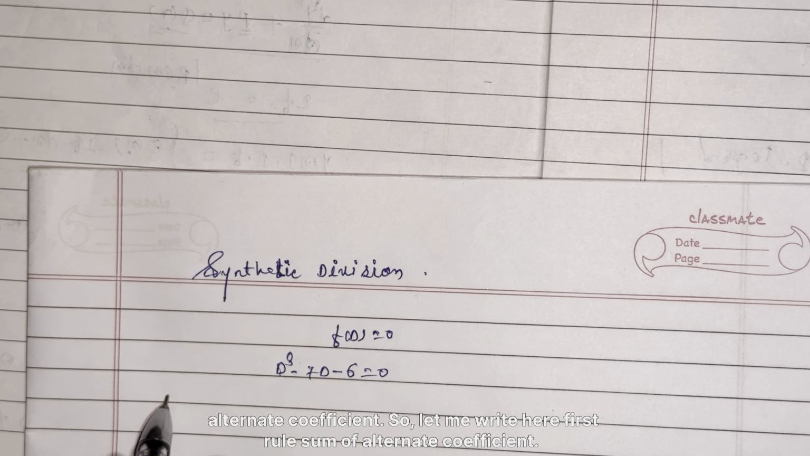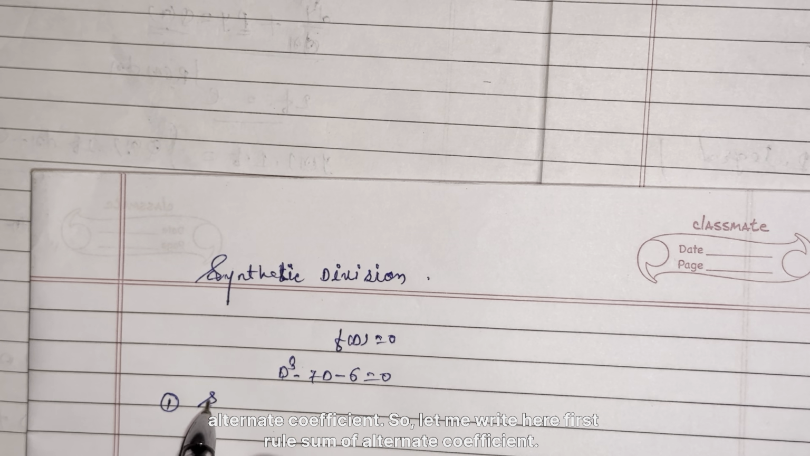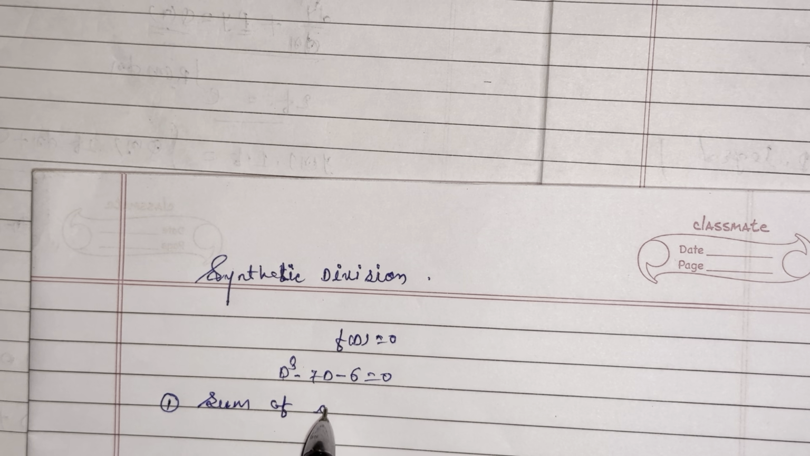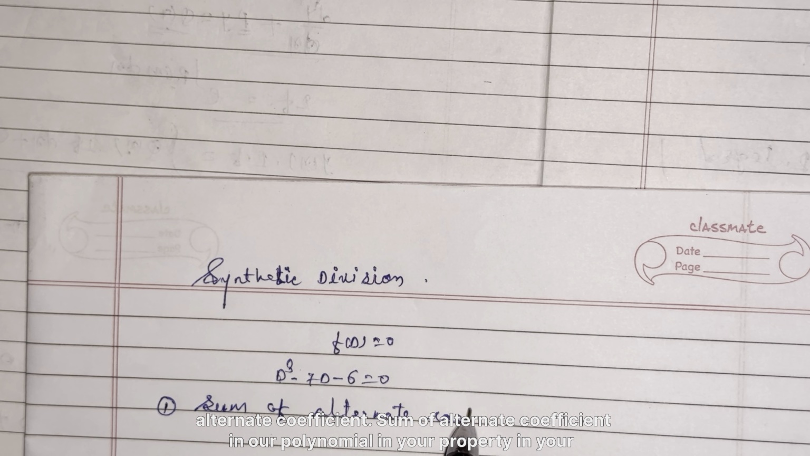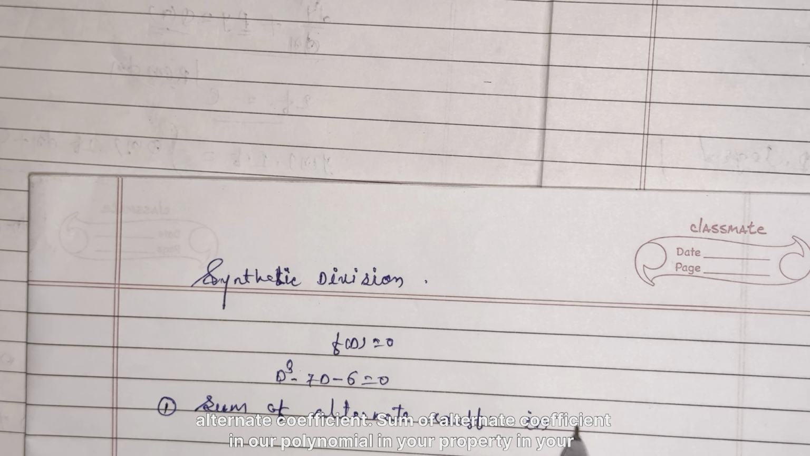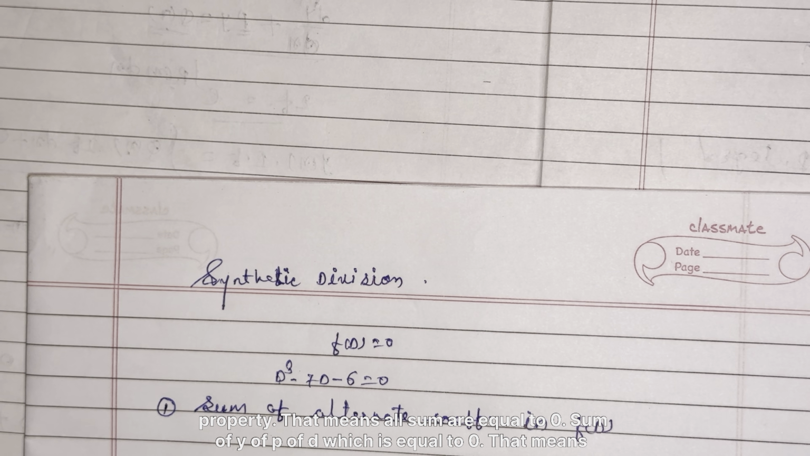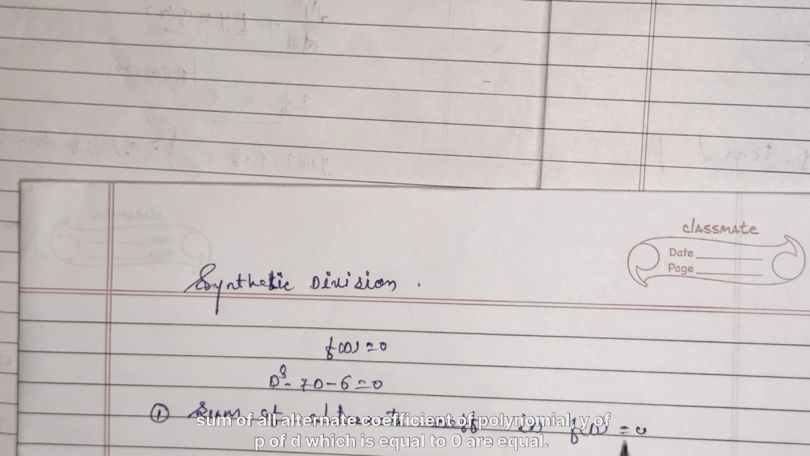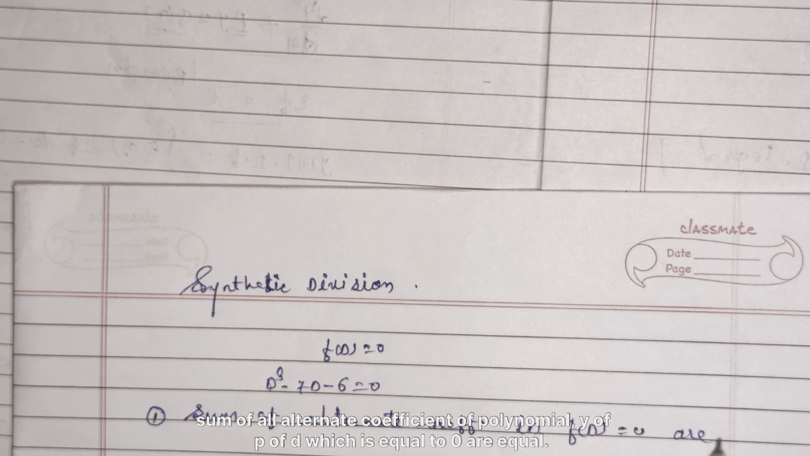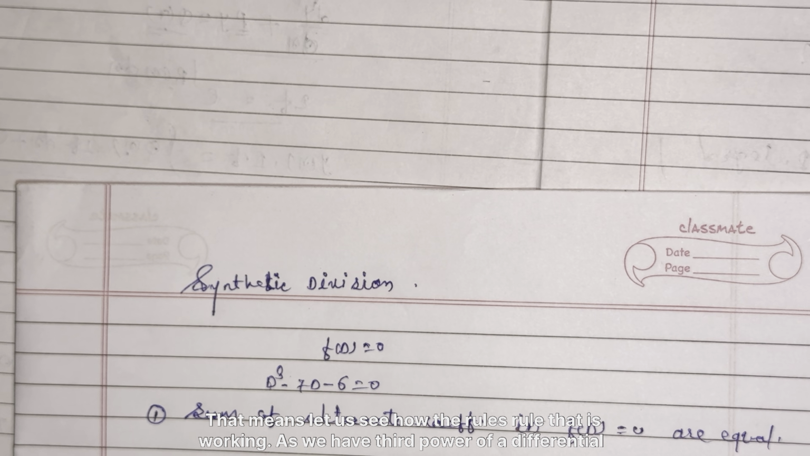Let me write the first rule here: the sum of alternate coefficients in our polynomial f of D equal to 0 are equal. That means the sum of all alternate coefficients of the polynomial f of D equal to 0 are equal. Let's see how the rule works.